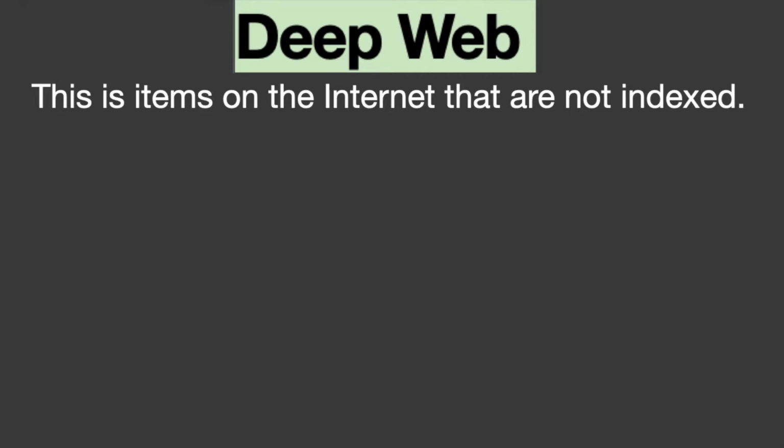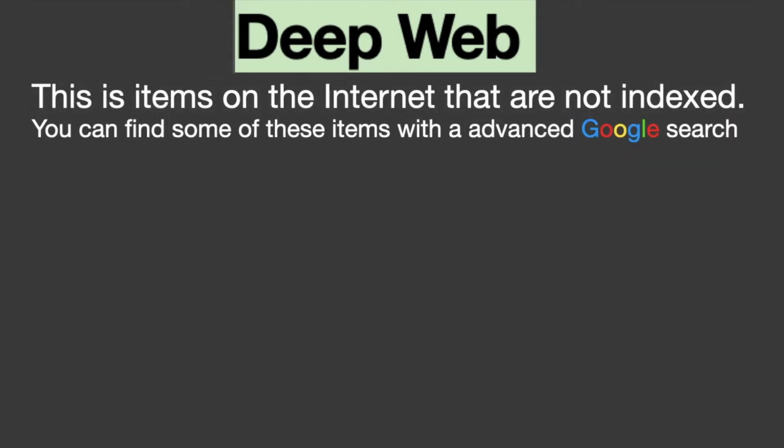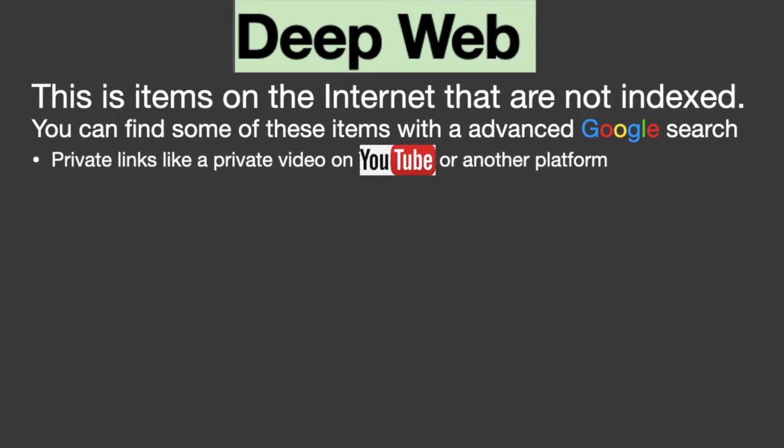The deep web is items on the internet that are not indexed. Most of the time they are not indexed by search engines like Google, but you can find some of these items with advanced Google searches. You can check out my video up at the top if you want to look at how to do advanced Google searches. But what's inside the deep web?